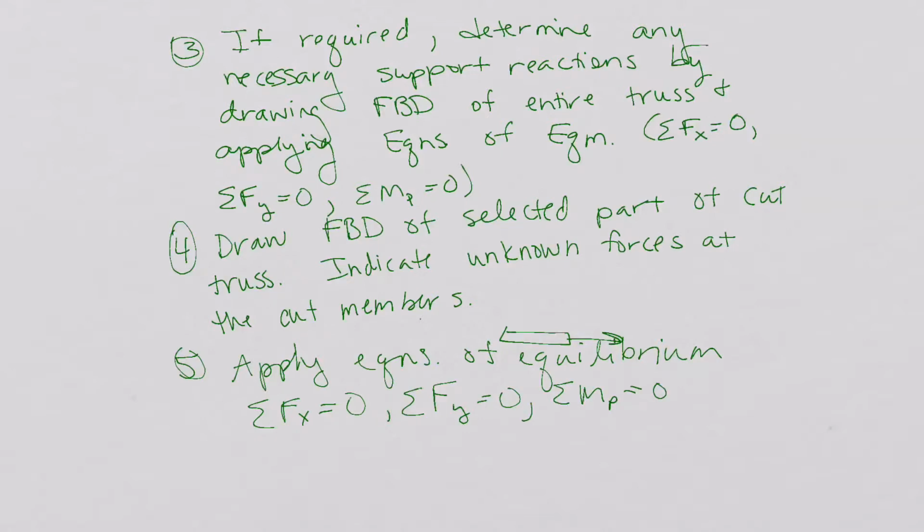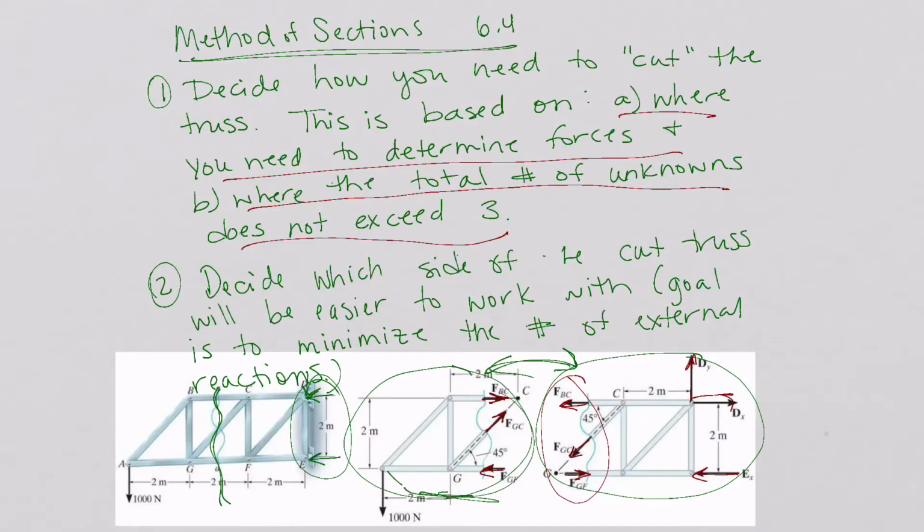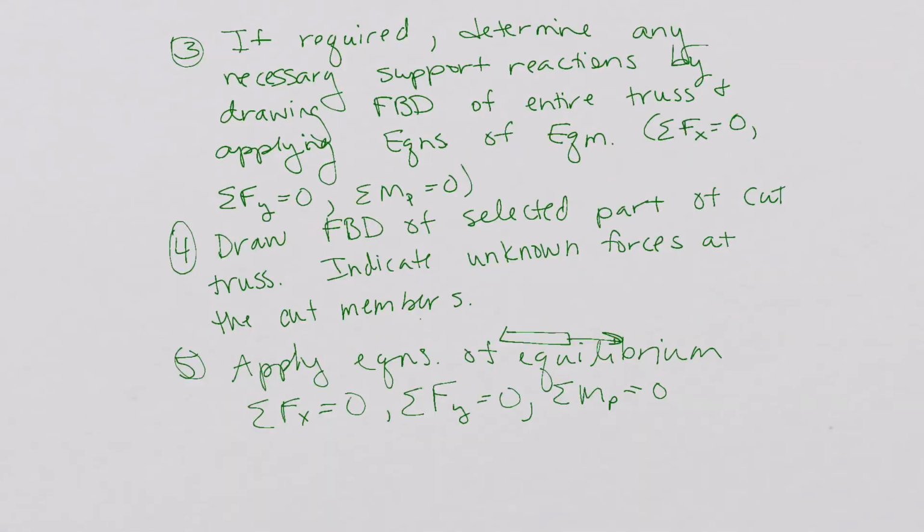A lot of times, if you look closely, you can see that you can write one of the equations just to solve for one unknown right away. It looks like in this one we could do the sum of the forces, if we use that left side of the cut, so this one here. We could just sum the forces in the y direction equal to 0, because we know the 1,000 newtons. And the only other one that has a y component is FGC, so we'd be able to find FGC. It's always good to figure out a smarter way to do things.